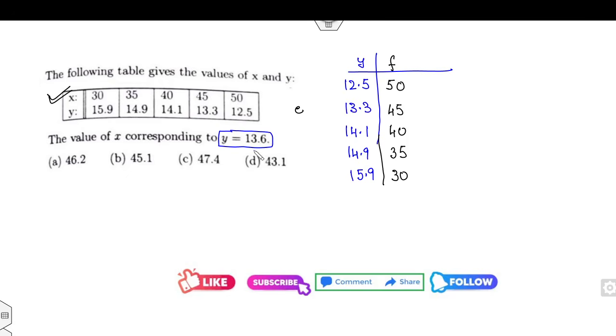Fine. Then your target is to find the value at 13.6. 13.6 lies in between them. So your answer will lie between 45 and 40. The other options lie outside. The only right option left behind is D, which is the correct answer of this problem.